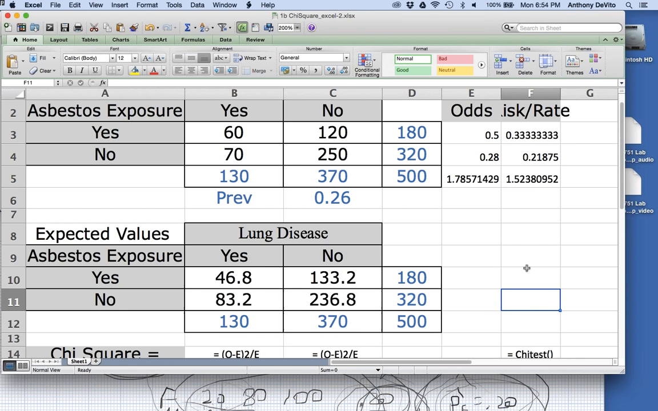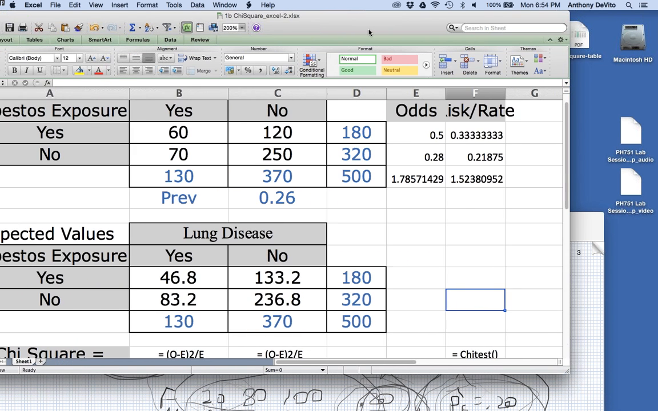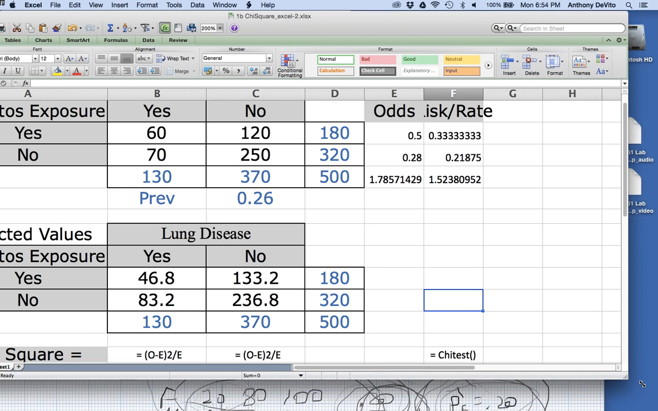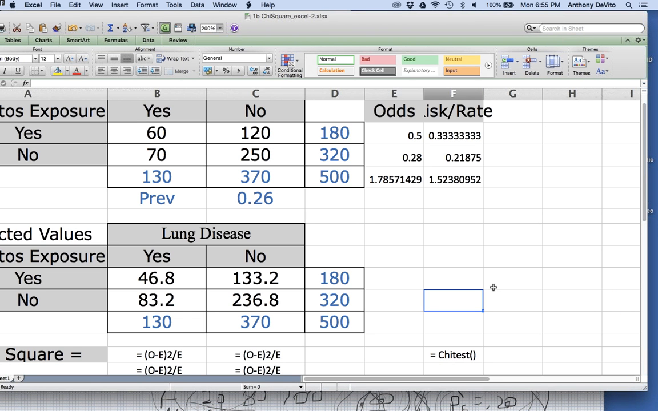We're looking for the difference between these two tables. How big a difference do we have? Well, one easy way to describe that is to look literally at this first table: my observed value was 60, my expected value was 46.8. So I'm just going to take the difference between those two, 60 minus 46.8, which comes out to 13.2. The bigger the difference, the more likely it is that there is an association here, right? We'd expect a small difference, not big differences.